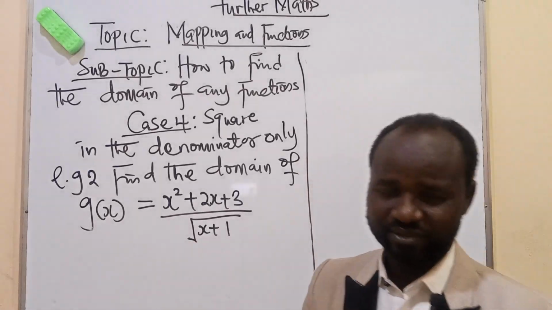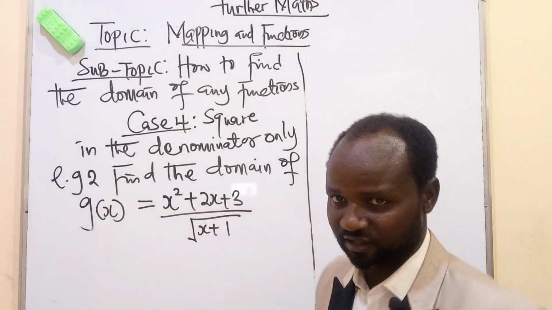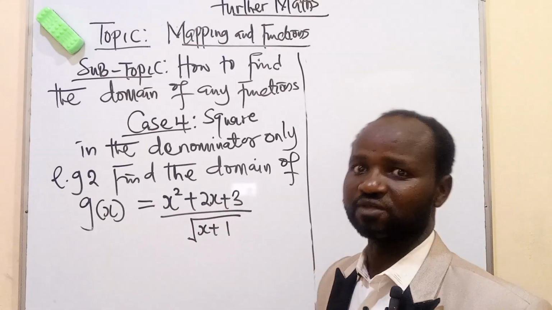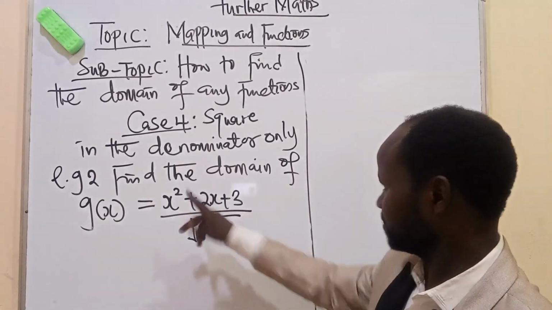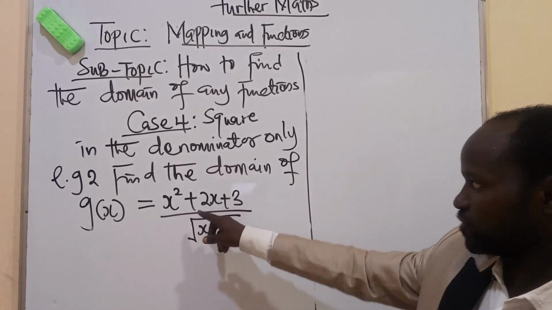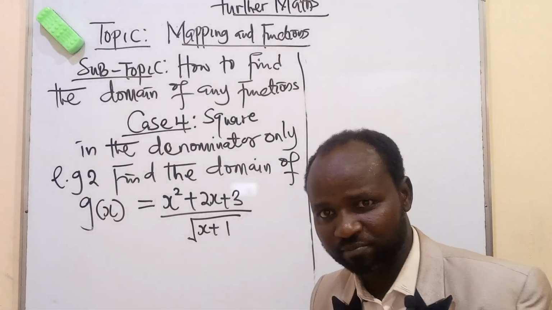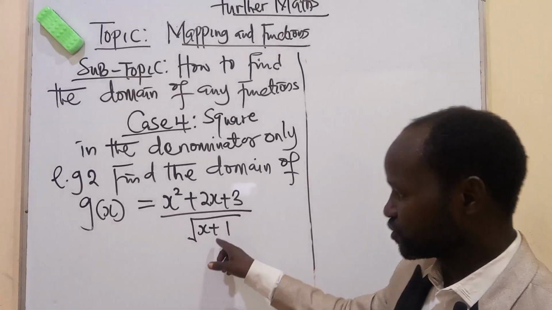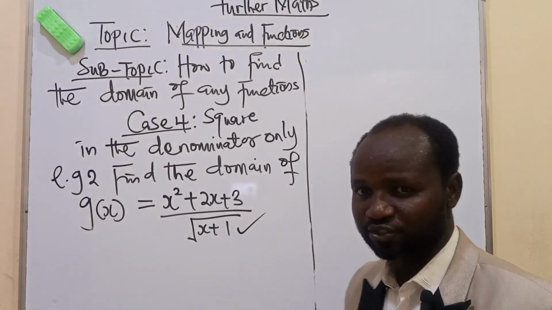Let's look at how we can find the domain of this function. Domain, what are the possible values of x that we can plug into this function and the function will exist. Very simple. Let's look at how we can solve this. Find the domain of g of x given as x squared plus 2x plus 3 divided by the square root of x plus 1. The square root is in the denominator, so we concentrate only on our denominator.